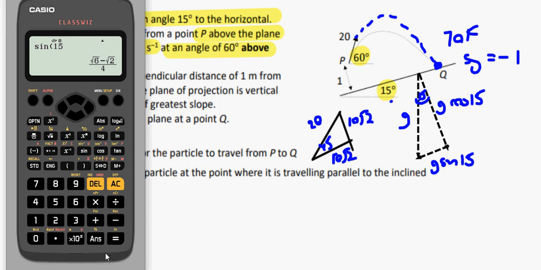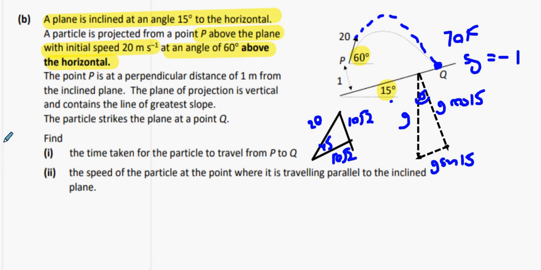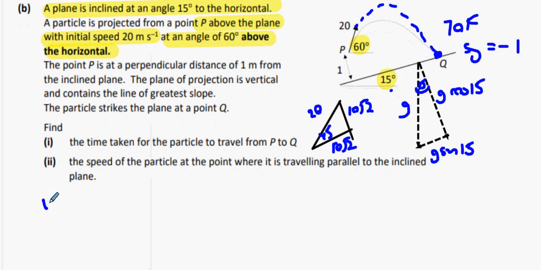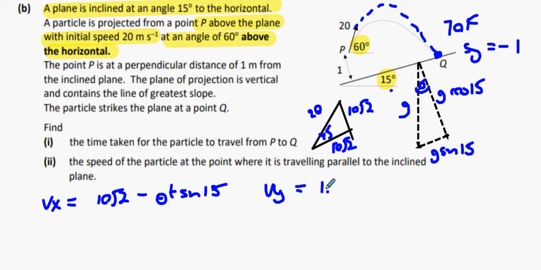See sine 15? It's quite messy, isn't it? So in my opinion, you leave it in terms of sine 15, and then at the very end, change it. Otherwise, you're going to have a lot of extra work on your hands, okay? You don't want that. So I'm just going to leave everything in terms of sine 15. Now, Px equals 10 root 2 minus gt sin 15, Py equals 10 root 2 minus gt cos 15.